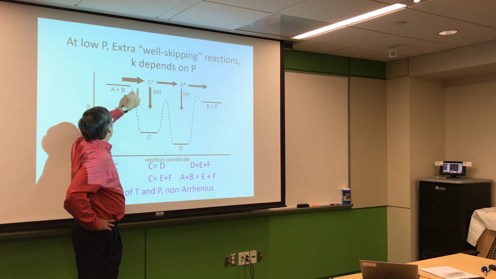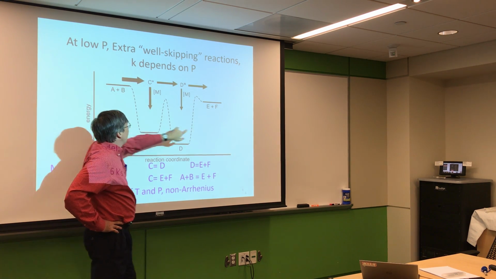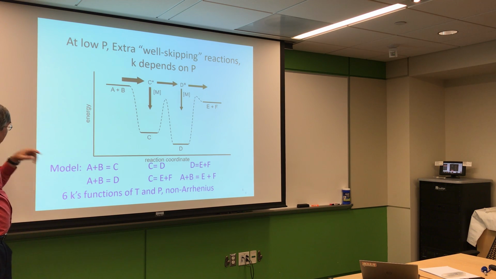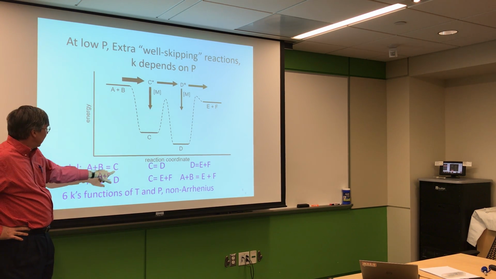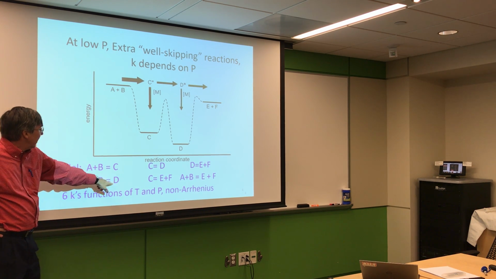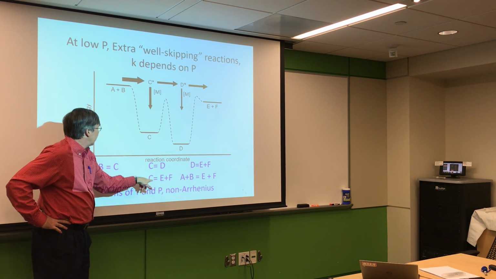So you won't see it. All you'll see is A plus B disappear, and E plus F appear. And so now we have all the reactions we had before. A plus B goes to C, C goes to D, D goes to E plus F. But now we get 3 additional reactions. A plus B goes to D, A plus B goes to E plus F, C goes to E plus F.